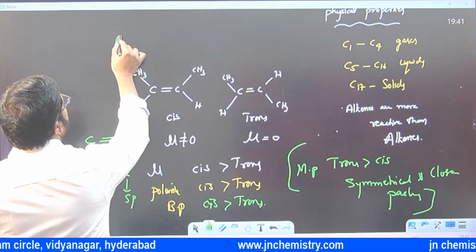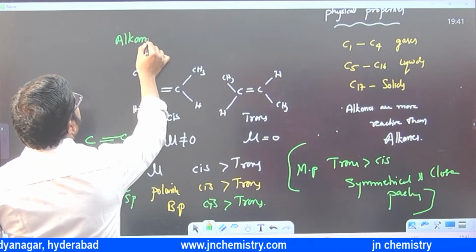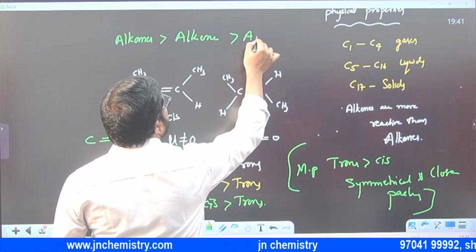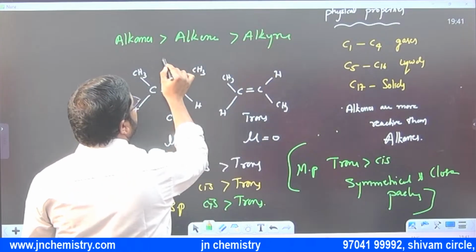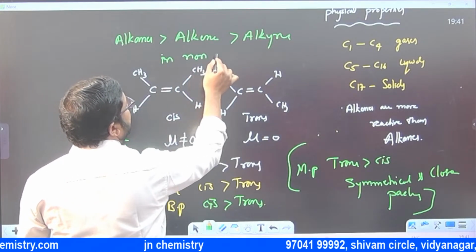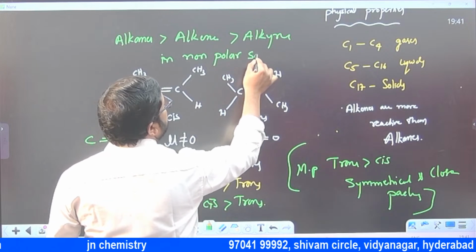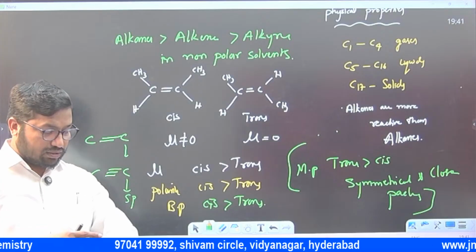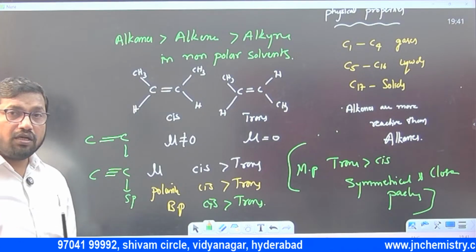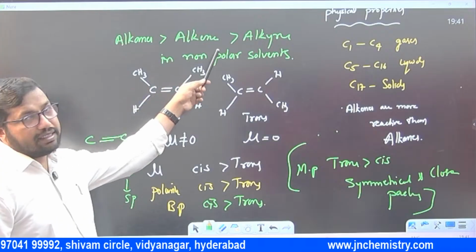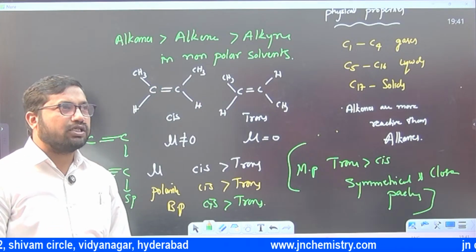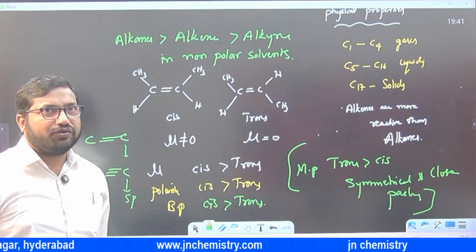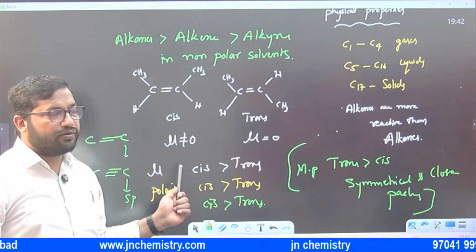So that's the reason for the order of solubility in non-polar solvents: alkanes are more soluble than alkenes, then alkynes. Because like dissolves like, polar compounds are soluble in polar solvents and non-polar compounds are soluble in non-polar solvents. Sometimes they may ask a question like this: a non-polar solvent such as benzene is given, and which is more soluble, alkane, alkene or alkyne? So how should we know?